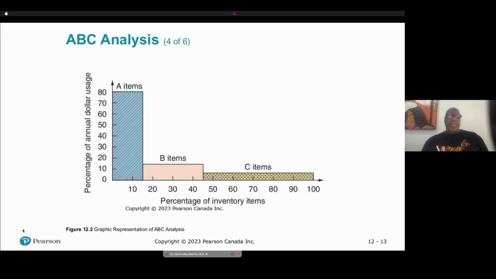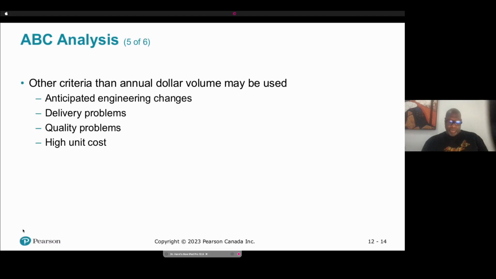So the process for handling this is to first compute your annual dollar value contribution for each item. Then you arrange it in descending order. And what you then do is look for your 20, 30, 50% cutoffs. If you have 10 items, then the first two is 20%. If you have 20 items, then the first four, and so on. All right? And that's what we would use.